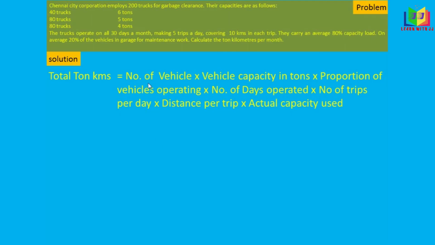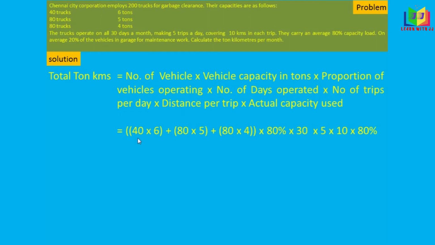For that I have to take the number of vehicles and vehicle capacity in ton first: 40 trucks into 6 plus 80 trucks into 5 plus 80 trucks into 4. Together we get 200 trucks, and the tons vary. So 40 into 6 plus 80 into 5 plus 80 into 4. First we have to solve this, and then only multiply with the rest.